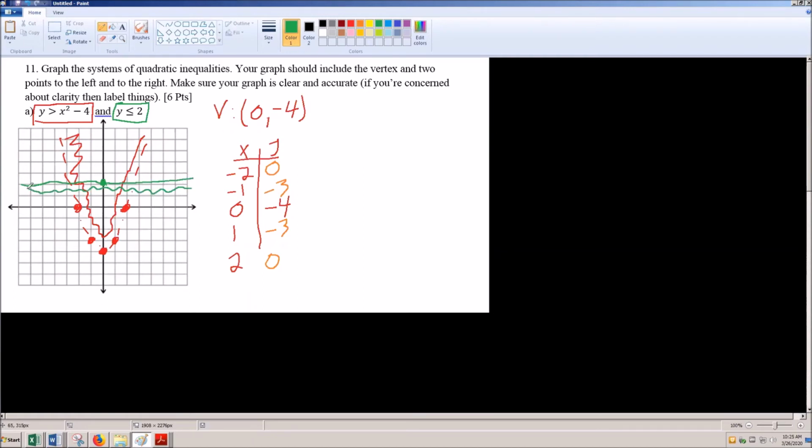All right. So now I've represented the information for both of my graphs. Where's my common bounded region? So now I'm going to be shading where I'm below the green and where I'm above the red. And it should look something like that.